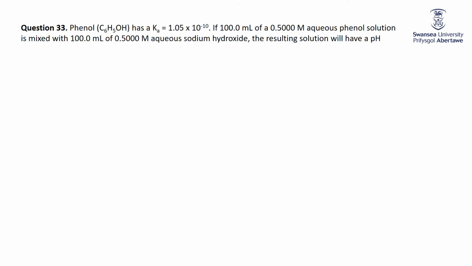So, two ways to do this question, two ways to think about it. First of all, phenol, Ka 1.05 times 10 to the minus 10. That tells us it is a weak acid. We're then neutralizing it with sodium hydroxide, which is a strong base. And we're asked about the pH of the resulting solution.